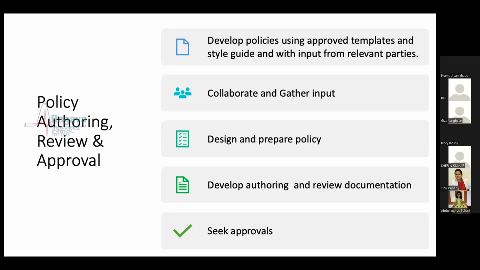Then collaborate and gather input. Then design and prepare your policy. Then you have to review the policy, and all of these reviews must be documented. Then once it is done and finalized, seek approvals. In developed, big organizations, they have a centralized hub or a system to manage this process. So everything happens online. There will not be any paper hard copy business. All the reviews will happen through the system.